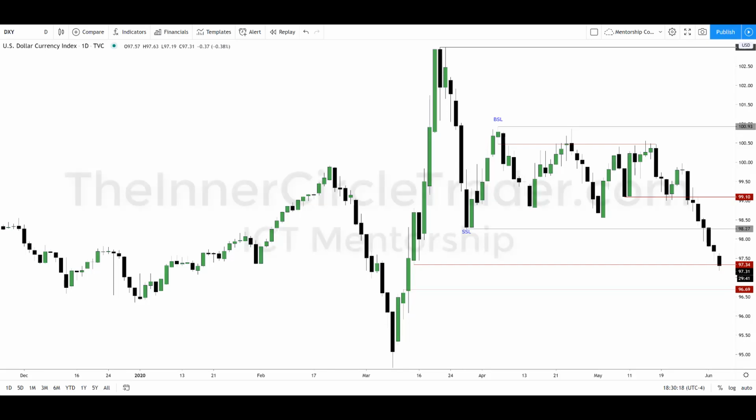All right, folks, welcome back. We are looking at the dollar index. This is our daily chart. And we can go back and now look at some things that we were considering in April.